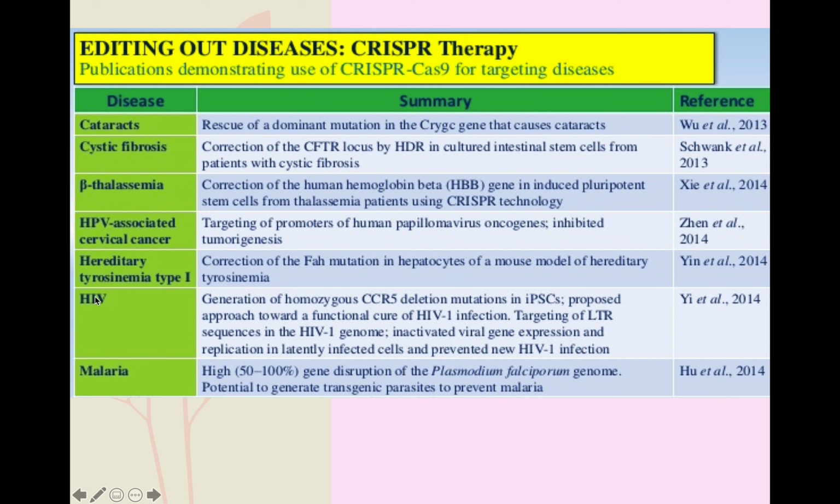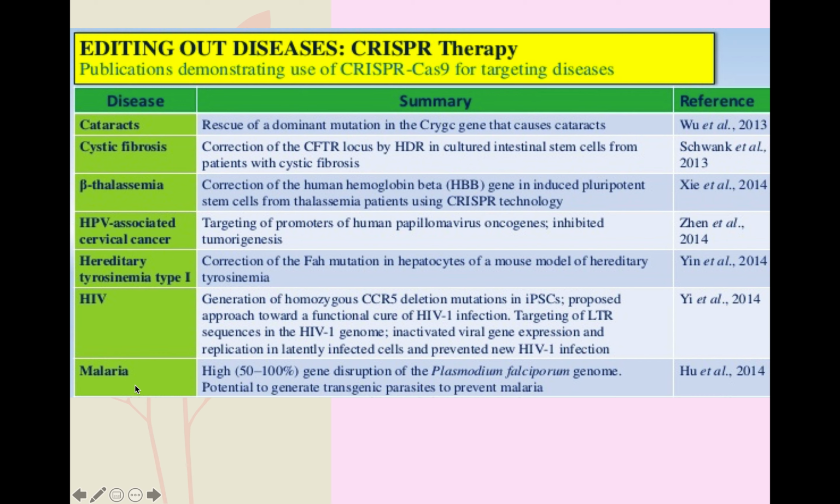And the next one we have is HIV. So they are trying; the first paper is in 2014, up until now: generation of a homozygous CCR5 deletion mutation in iPSCs to propose an approach toward a functional cure of HIV-1 infection. However, this is actually not as easy as it looks. In the animal model, of course, it seems to be okay, but when they try to use it on other mammalian cells, it's not much of a success, or the efficiency is quite low.